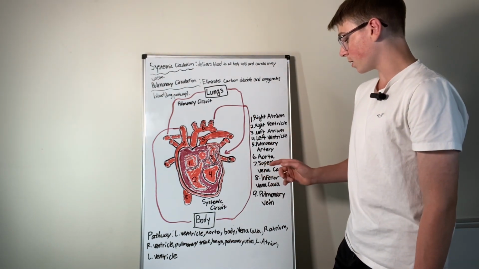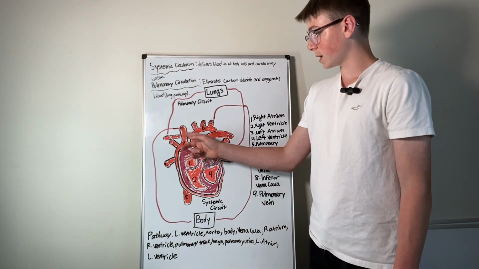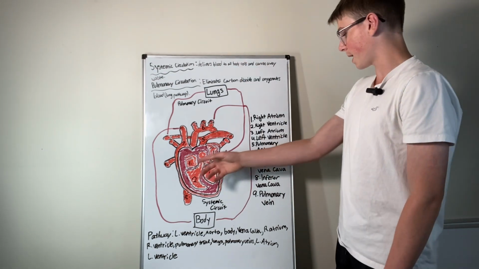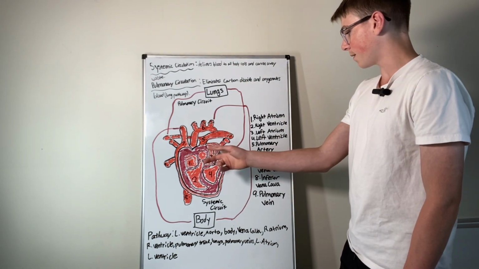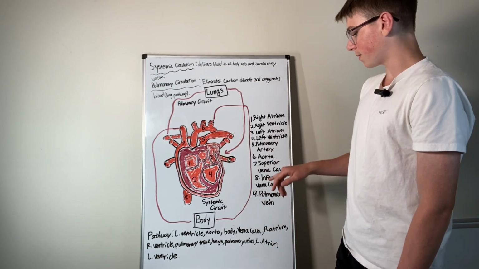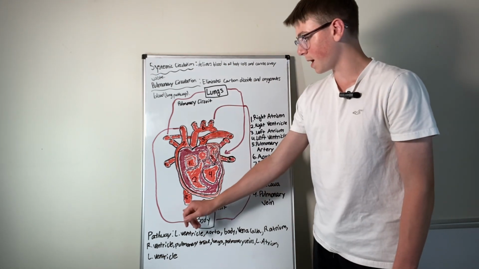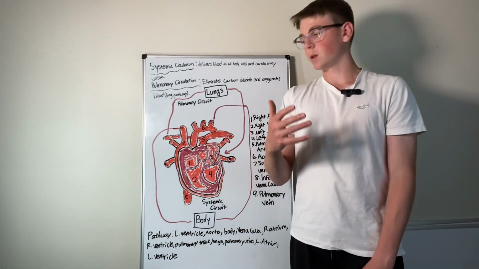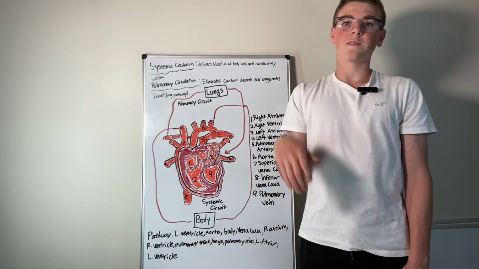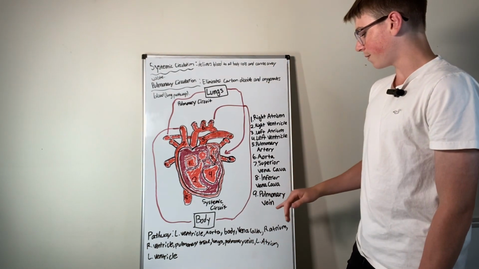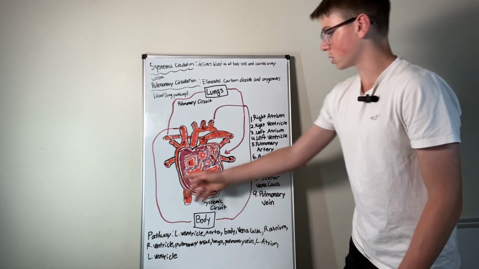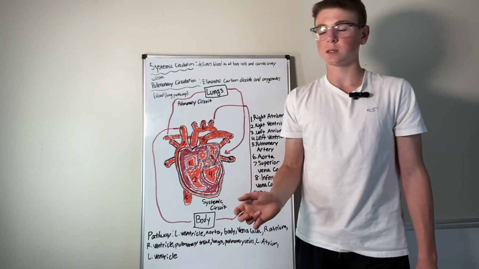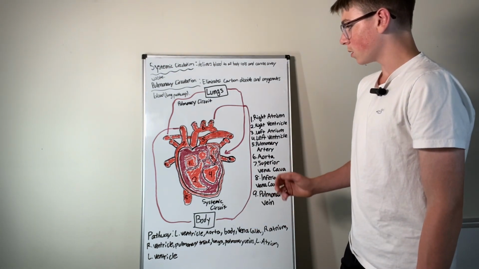Then we have the superior vena cava, which is over here on 7. That's just taking in blood and giving it back to the atriums. And then we have 8, the inferior vena cava, which is below the superior vena cava, and it also just takes in blood. So superior is on top, inferior is below. Then we have 9, our pulmonary vein, which goes across the heart, and of course, that's taking blood relating to the lungs.